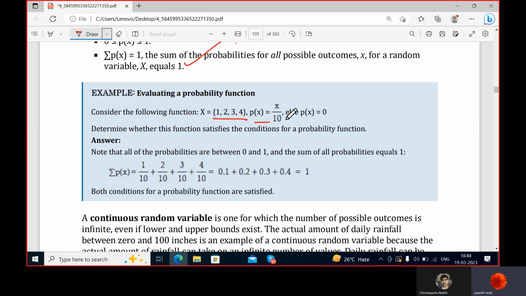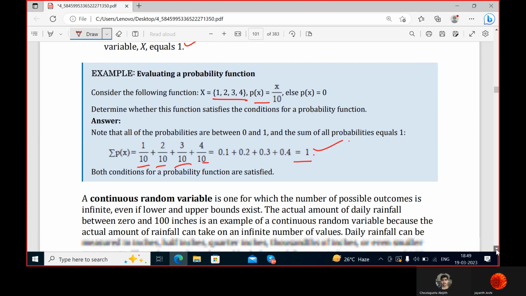So if we put these random variables in this probability function, can we get the probabilities of these random variables? Yes, you can put that in the function and you get these probabilities, and the sum of the probabilities is equal to 1, correct?